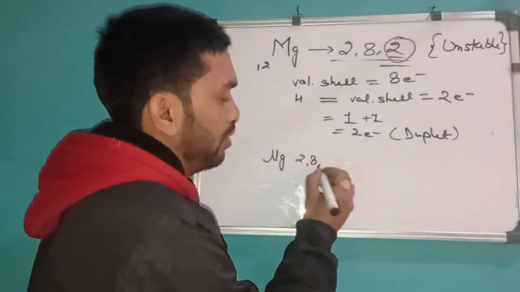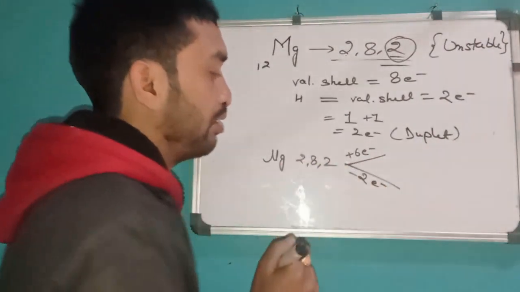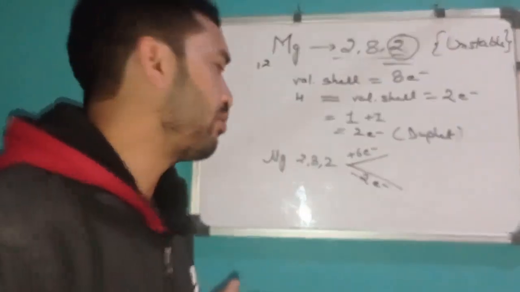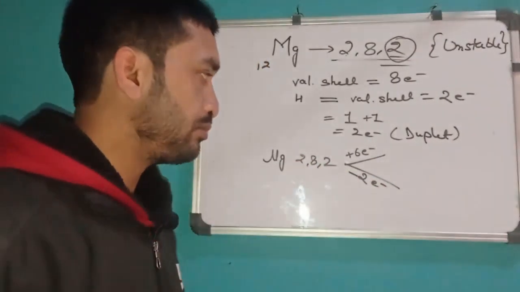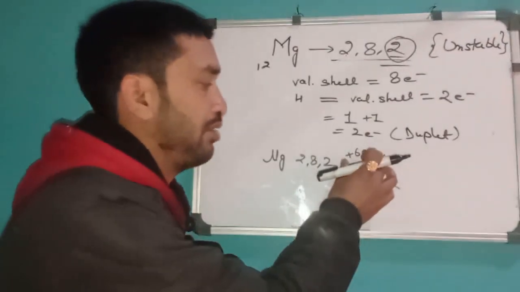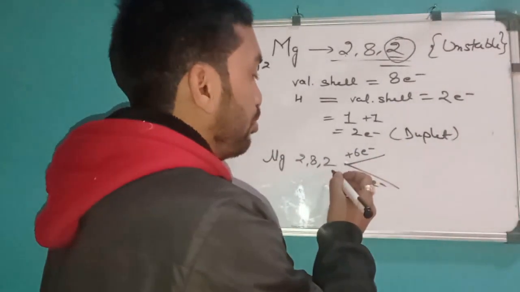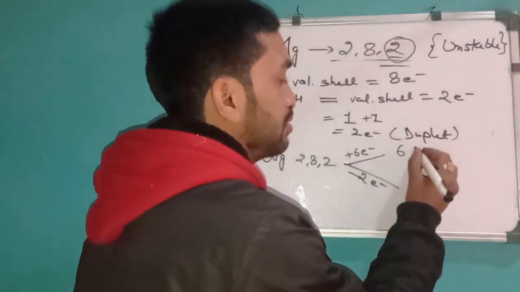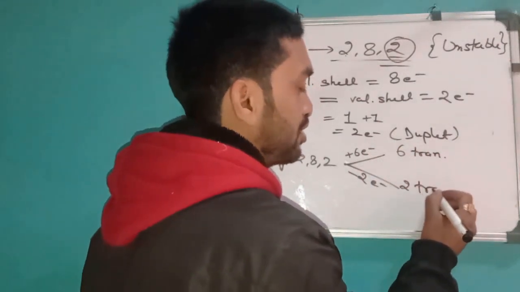Magnesium 2, 8, 2. Two methods are there again. Either it adds, okay, so 6 electrons are needed here, or it will go for removal. Minus means removal of 2 electrons. So 6 electrons here and 2 electrons here. Possibilities: either add 6 electrons or remove 2 electrons. Two things are there. Okay. So 6 electrons means 6 transactions. 2 electrons means 2 transactions.